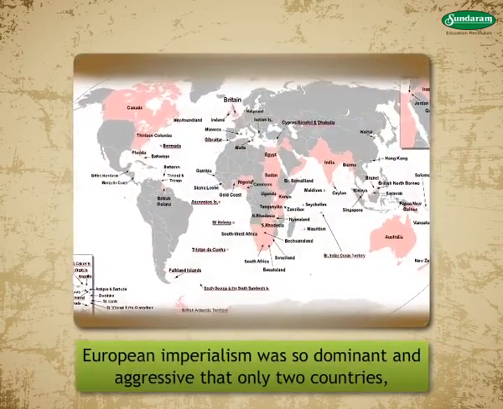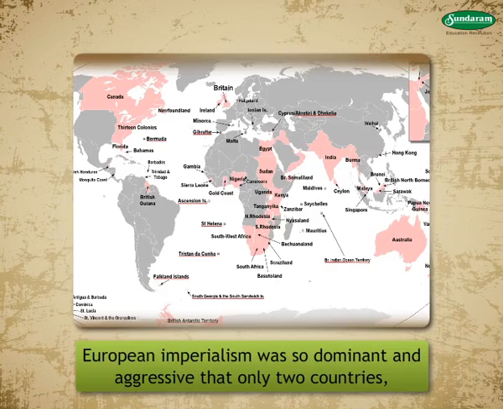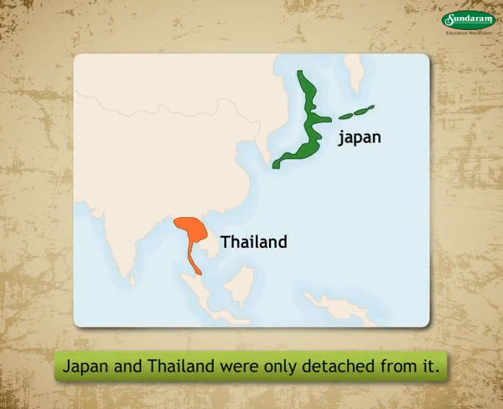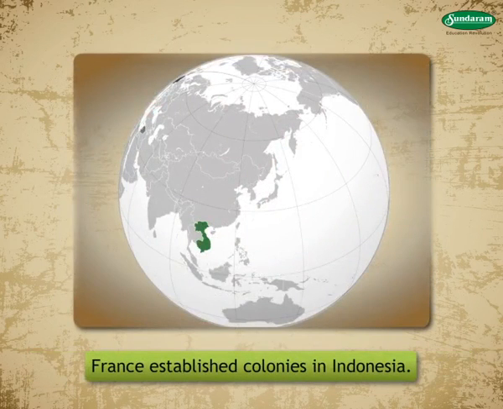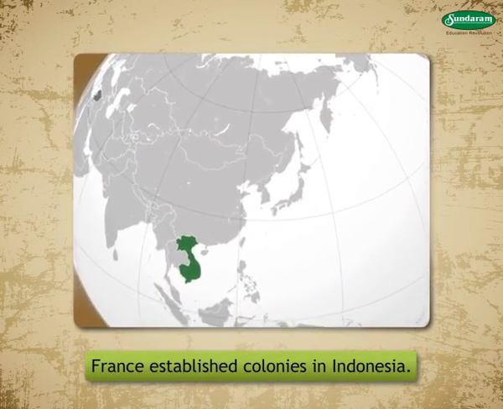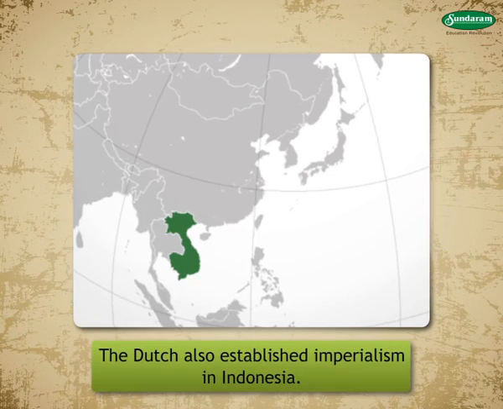European imperialism was so dominant and aggressive that only two countries, Japan and Thailand, were detached from it. England established colonies in two-thirds of the world. France established colonies in Indonesia. The Dutch also established imperialism in Indonesia.